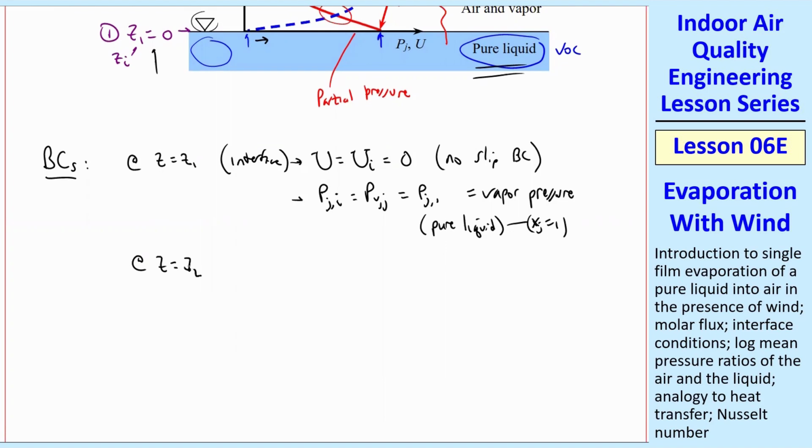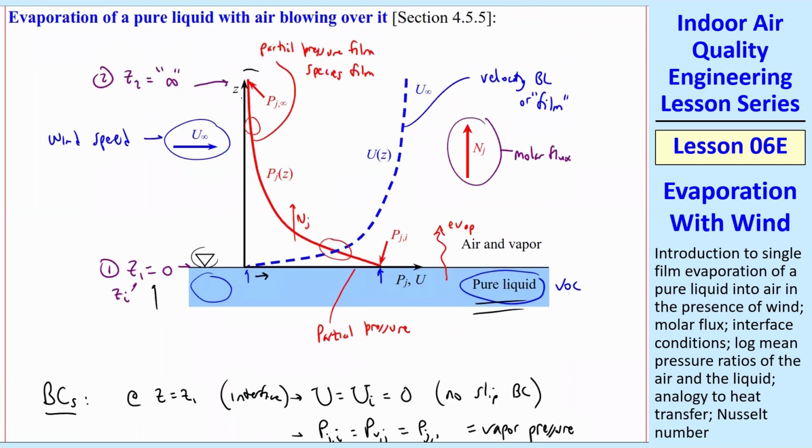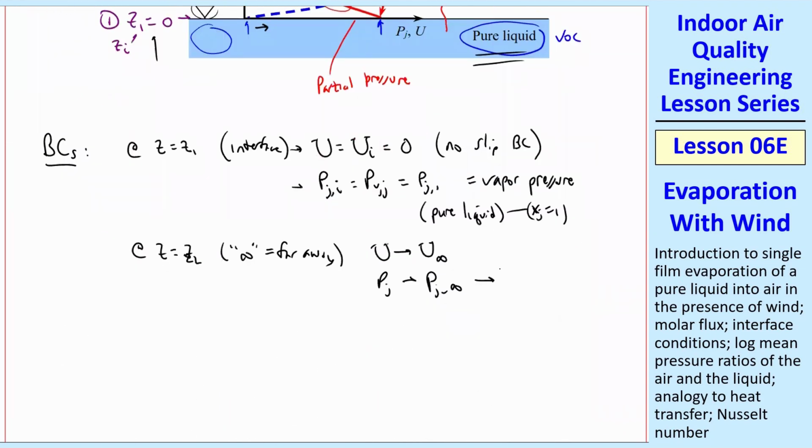At Z equals Z2, which is infinity far away, we know that U goes to U infinity and Pj goes to Pj infinity. And we're going to make an approximation. This is Pj infinity out here. We're going to assume that if you go far enough away, we go to 0. In other words, we have clean air. We made the same approximation with the container up at the top of the container.